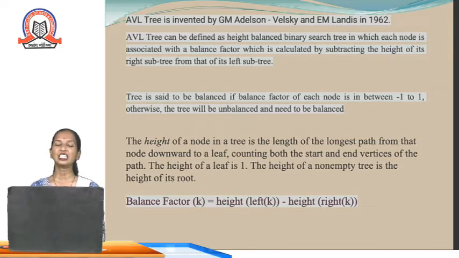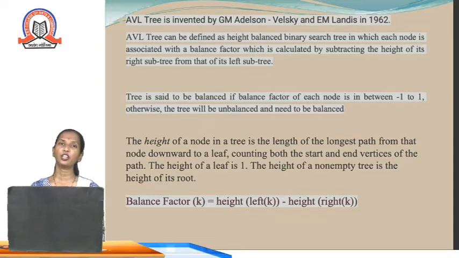So a tree is said to be balanced if the balance factor of each node lies between minus 1 to 1. So minus 1, 0 and 1. If these are the balance factors of a particular node, then the tree is going to be balanced. Otherwise, the tree is going to be unbalanced.